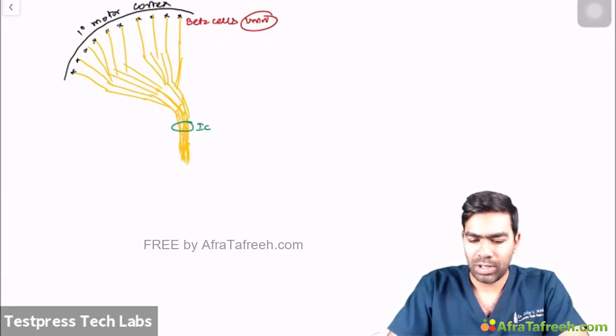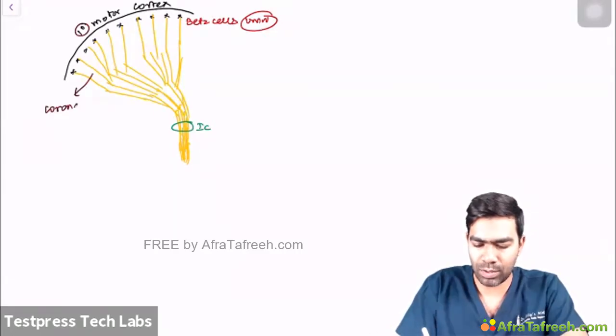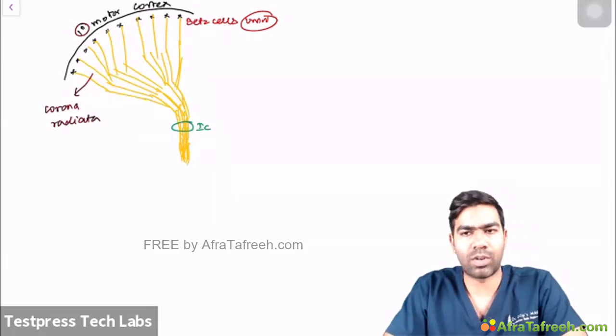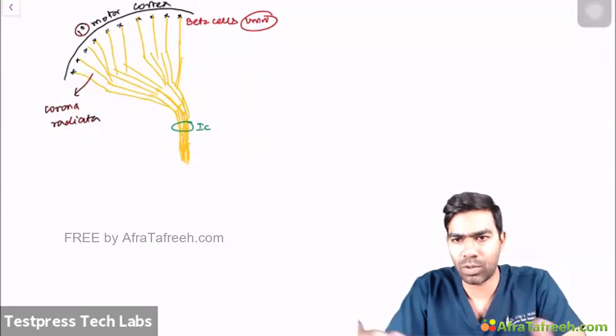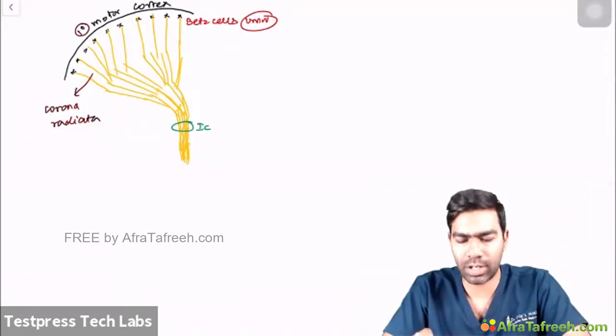For example, this is the cortex, this is the primary motor cortex, and this is what we refer to as the corona radiata. Everyone knows that. For the motor pathway. For the optic tract, you call it the optic radiation. Similarly, for the sensory pathway, you call it the sensory radiation. So you have descending as well as ascending fibers to the cortex.